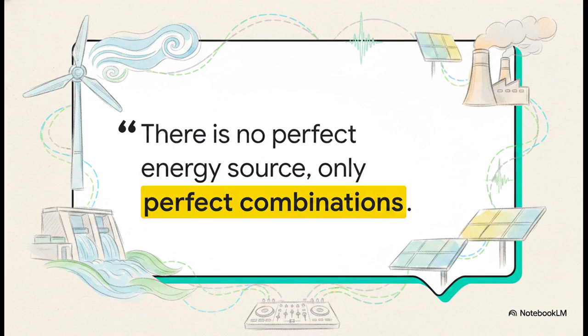If you are the coordinator of a real-world grid, you can't just pick your favorite one. You have to constantly act like a DJ, mixing these different sources together. If the wind suddenly stops blowing, you have to immediately turn up the hydro or the thermal plants, because if you don't, the whole city goes completely dark.